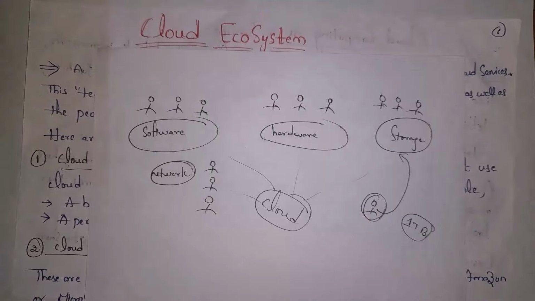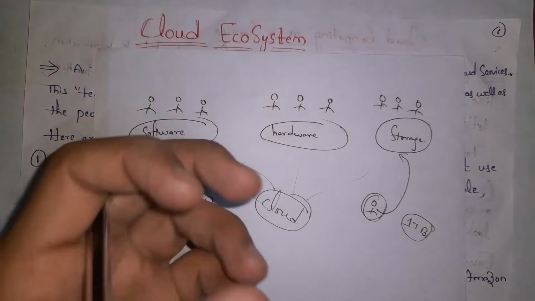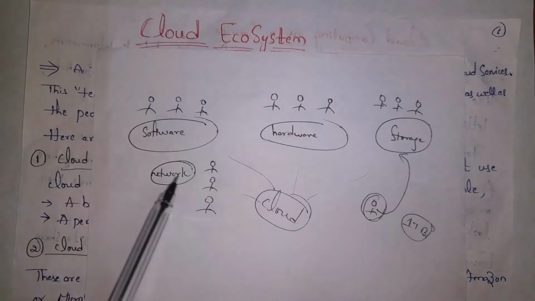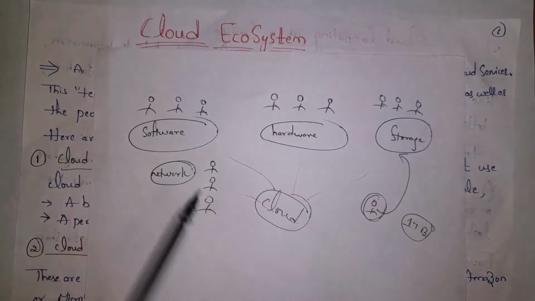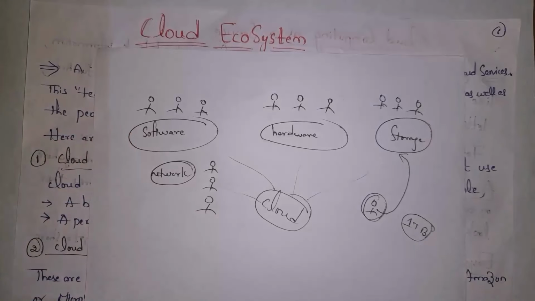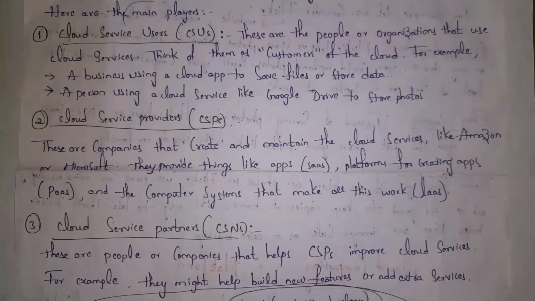Guys, not only employees, there are various kinds of companies involved in this cloud. These companies will invest money and they will take profits. So software, hardware, storage, network, employees as well as companies, we call this entire team the cloud ecosystem. Because of this team, we are getting cloud services. Guys, there are three main players involved in this cloud ecosystem.